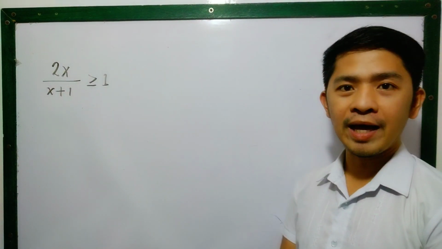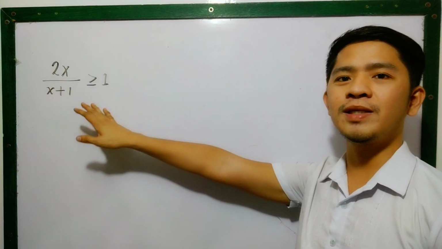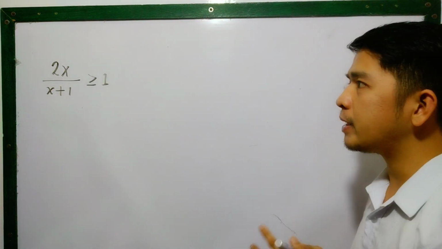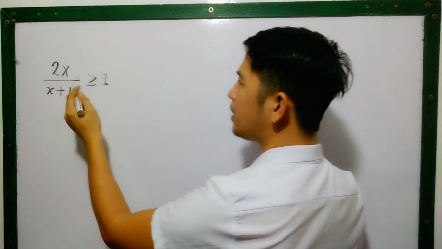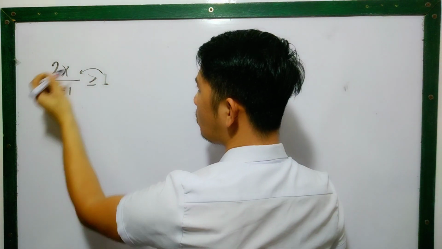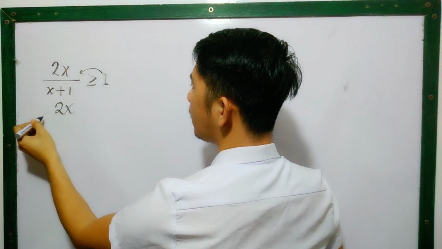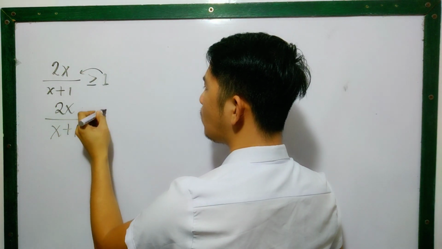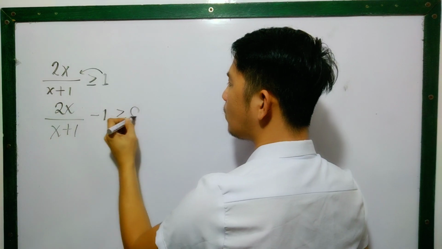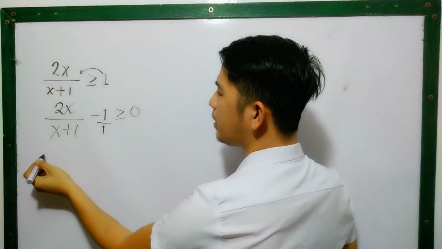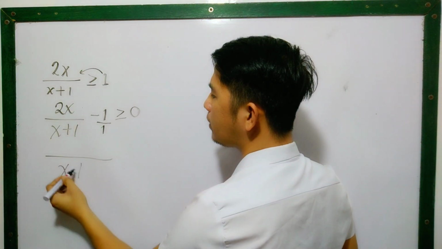Okay, so ito yung another method on how we are going to solve this kind of rational inequality. So, first step, same pa rin ang gagawin natin. Gagawin natin tong monomial at ito ay 0. So, ilipat muna natin ito. So, we have 2x over x plus 1 minus 1 is greater or equal to 0. So, this is over 1. The LCD is x plus 1.